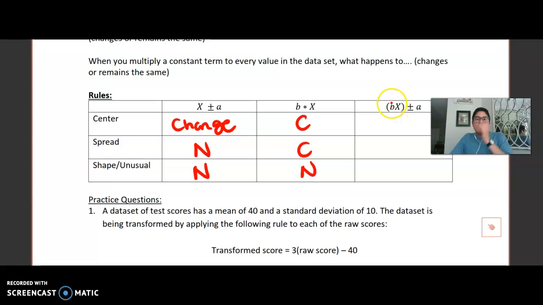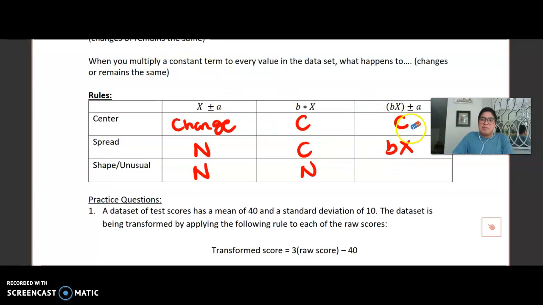And then lastly, what happens if you add and you multiply? So this is kind of a combo question. Well, when you multiply, your center is going to change, and then when you add, it's also going to change. So this is all going to change, and then you'll actually apply the same transformation. And then here, your spread's only going to change by bx.